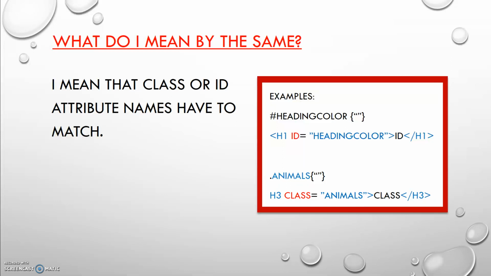So what do I mean by the same? I mean that class or ID attribute names have to match. For an example, let's go back to my ID heading color and my class animals. Both the ID heading color spelling and the hashtag heading color spelling match. In the class animals, spelling and the period animals spelling also matches. Notice that there are no spaces too. If the spellings were different, then the styles would not work the way I want.